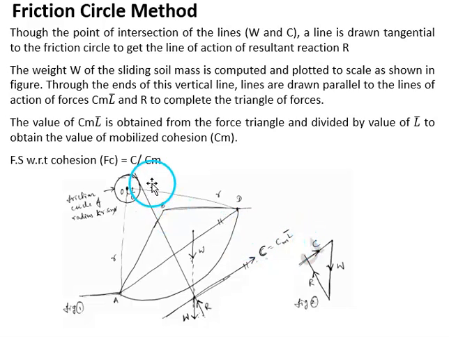So knowing the mobilized cohesion, we can calculate the factor of safety with respect to cohesion, which is equal to ultimate cohesion divided by mobilized cohesion. So using this method, we can find the factor of safety with respect to cohesion only.